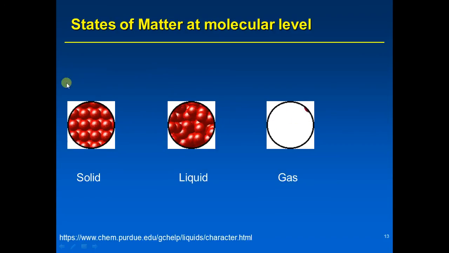So here's solid. Notice the very geometric, organized pattern, and yes, they're moving, but they're moving with respect to one another. They're still close together in the liquid state, but they have their own individual motions. And in the gas state, they're moving even faster, and there's a much lower density because they're moving faster, so they have much greater spacing.